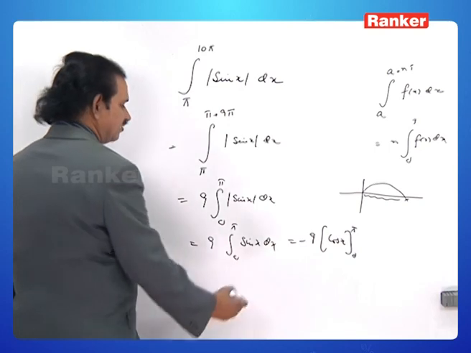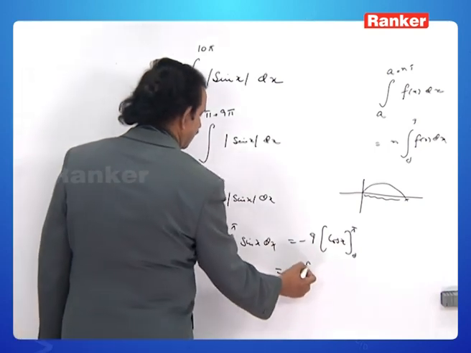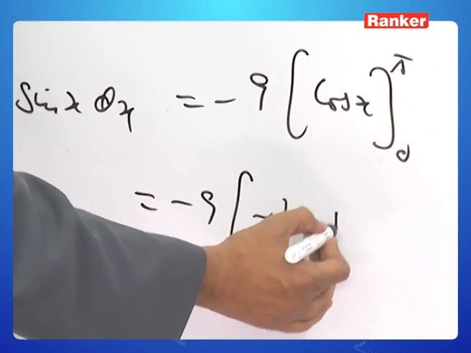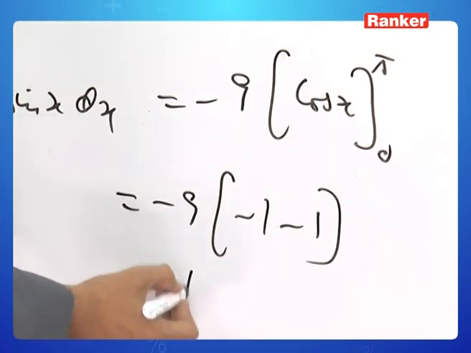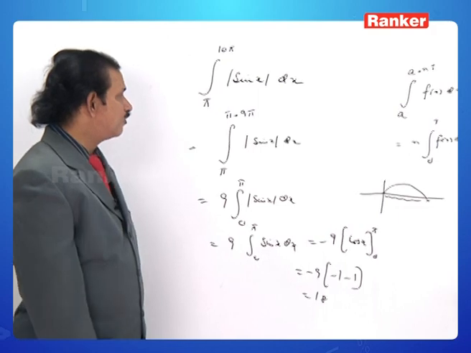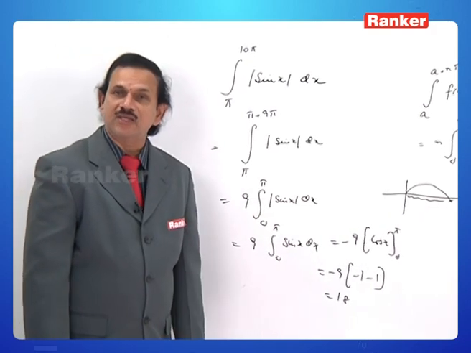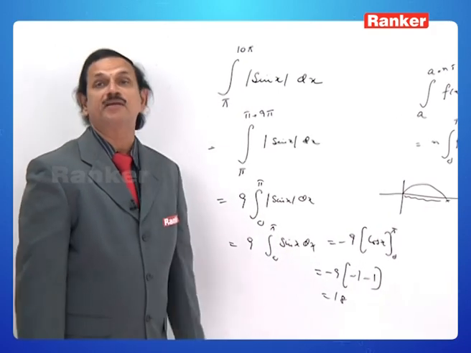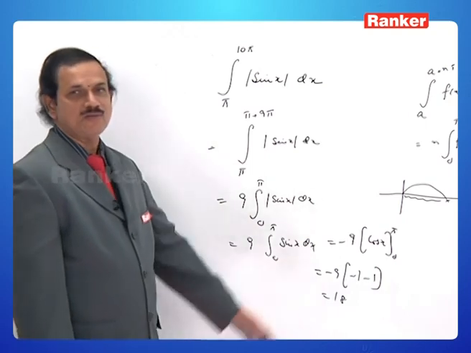Good. The answer is minus 9 into cos pi is minus 1, cos 0 is 1, so the answer is 18. Answer is 18. It's a very good problem making use of the concept of periodicity. Have a note of that.